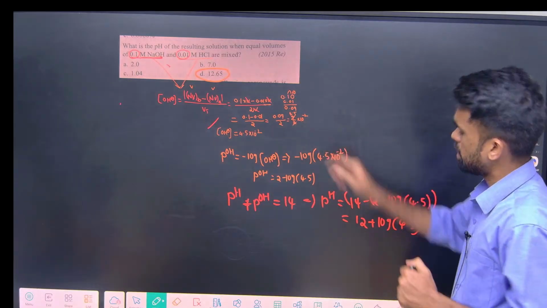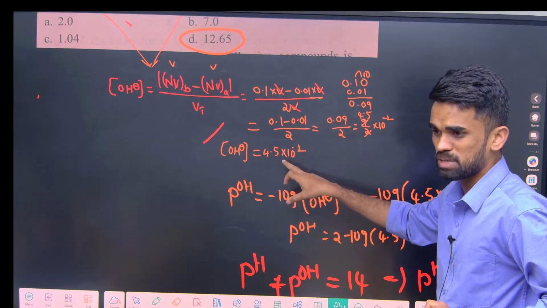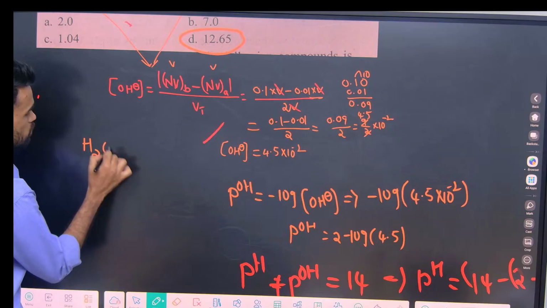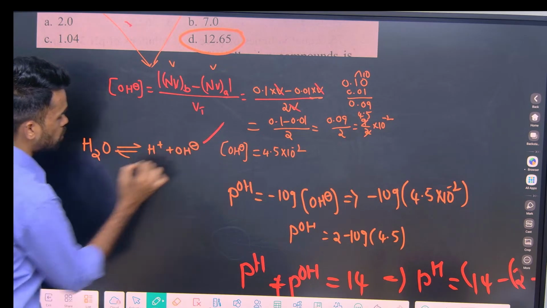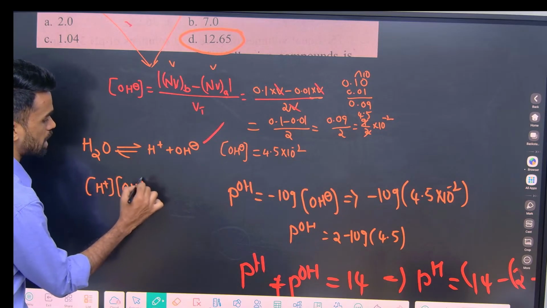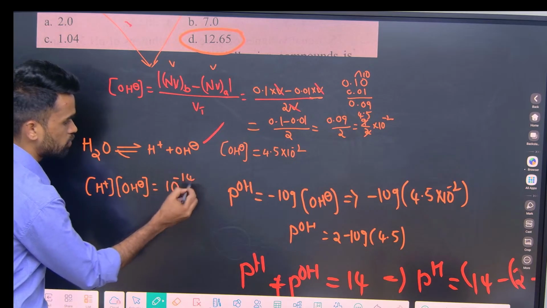See, the same thing can be solved in a different manner also. Concentration of OH minus is this much now. When water is undergoing dissociation, what are we going to get? H plus and OH minus. Now the concentration of H plus into concentration of OH minus, that is the ionic product of water, is equal to 10 power minus 14.